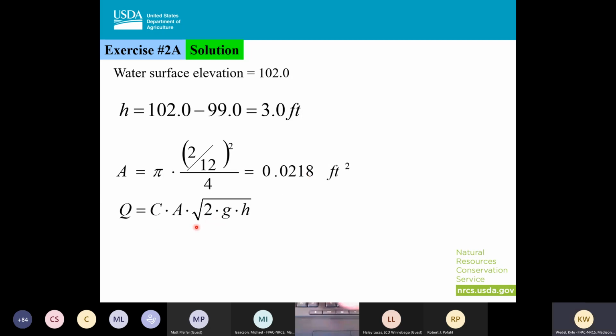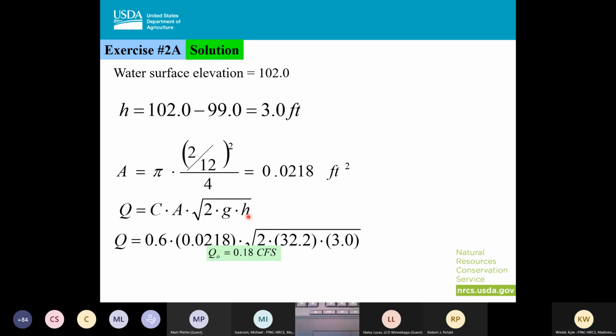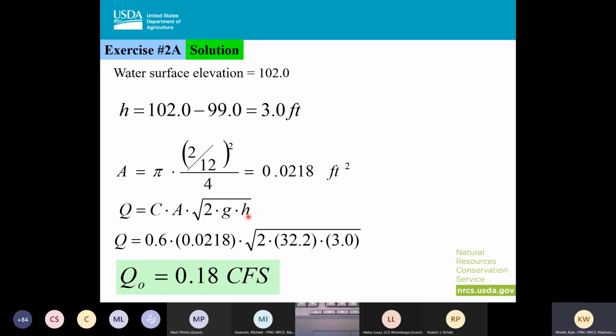Here's my general formula again. C was given, A we just calculated, G is 32.2, and then H we calculated at 3 feet. So I plug those into my equation, and I come up with 0.18 CFS.